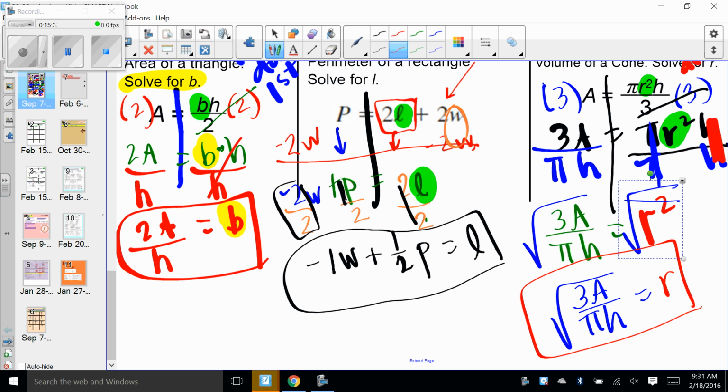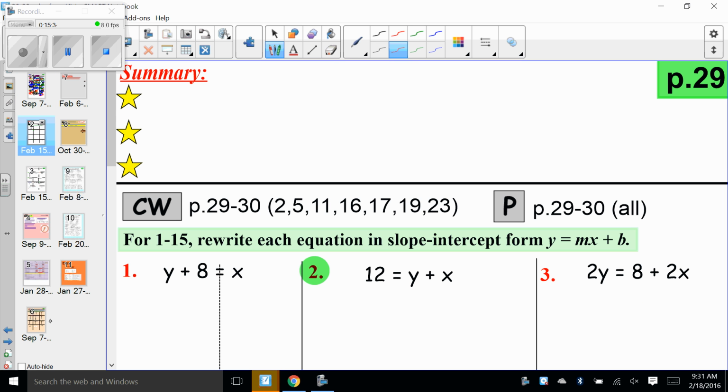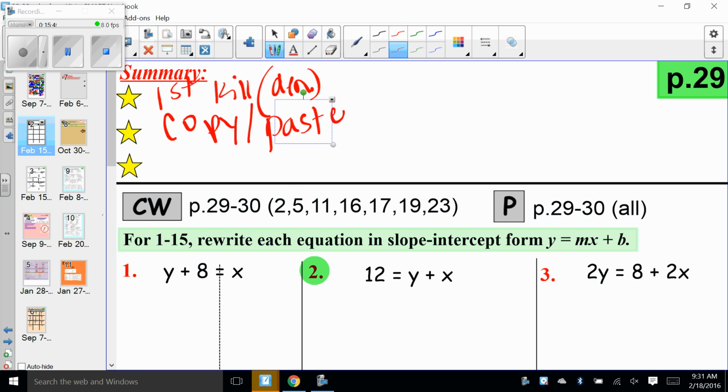Last part for today is to fill out our summaries. For our summaries, things that I would like you to recognize is we need to first kill the denominator, if there is one. Make sure you're killing denominators if there is one. Do not forget to copy paste. And it's hand method all the way.